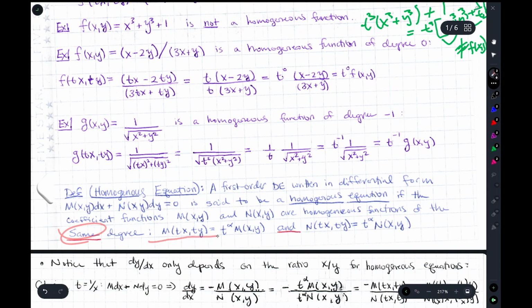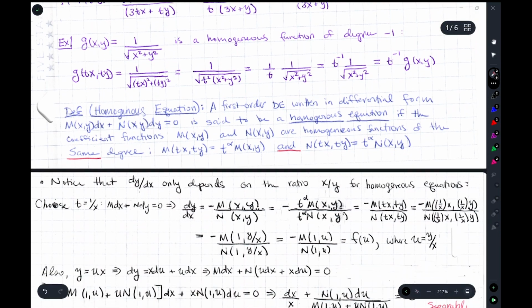So in other words, this M(tx, ty) would equal t to the alpha M(x, y), and N(tx, ty) is equal to t to the alpha N(x, y). It's important that these alphas are the same. They got to be the same. Okay? So both of these have to be satisfied for the same alpha for us to say that it's a homogeneous equation.